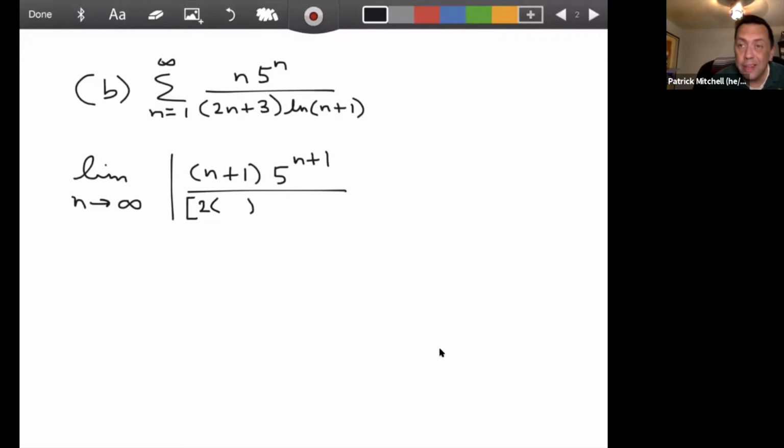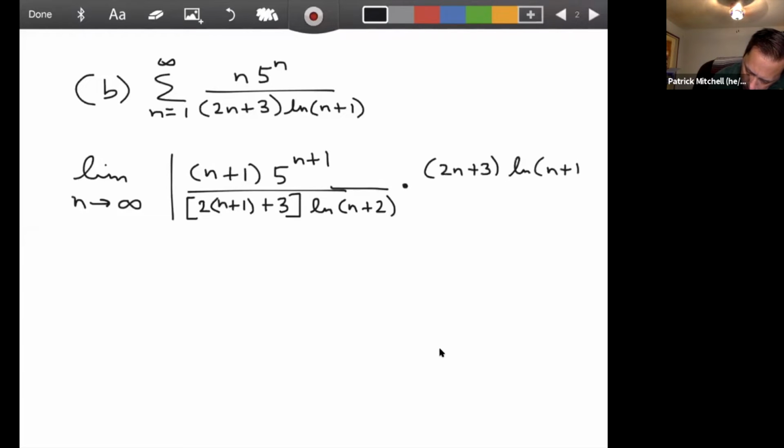that the whole entire n plus 1 gets multiplied by 2. Okay, so that's going to go here like this. And then natural log n plus 1 plus 1. Nothing tricky about that one. Let's just write that as n plus 2. Okay, and now instead of dividing by a sub n, I will multiply by the reciprocal, which is 2n plus 3 natural log n plus 1 over n times 5 to the n.